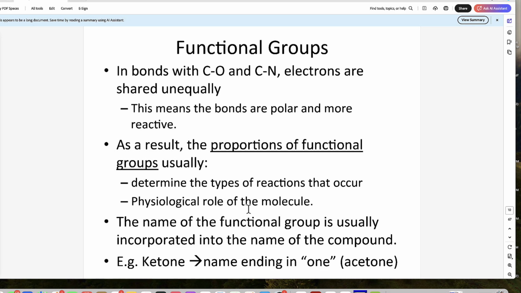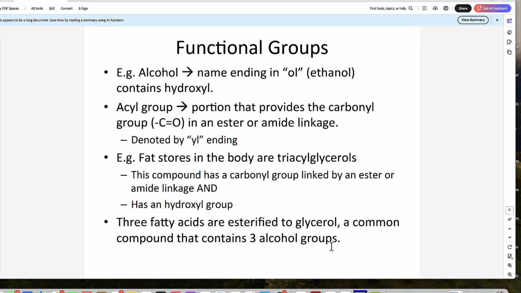One molecule that we are familiar with is ketone bodies, right? We've talked about ketone bodies. Well, when you look at ketone, one word in there is O-N-E, "one", right? And we see that in acetone. Right, so acetone is a ketone. Ethanol has "ol" at the end. Well, "ol" at the end of a molecule often denotes an alcohol, right? An acyl group has a portion that has a carbonyl group, so a C double bond O, right? And an ester or an amine linkage, and you'll often see at the end of that name a "yl".